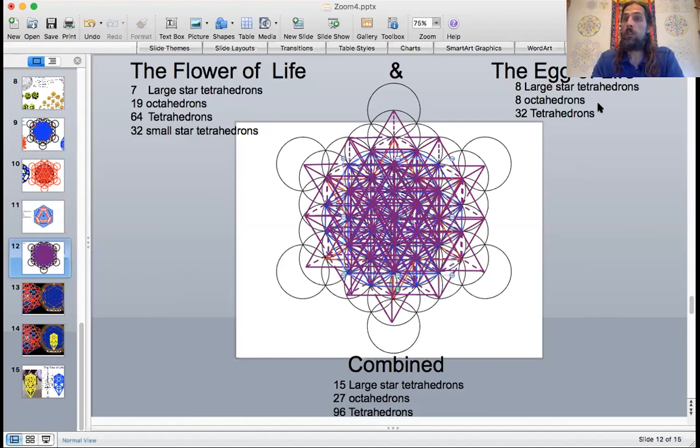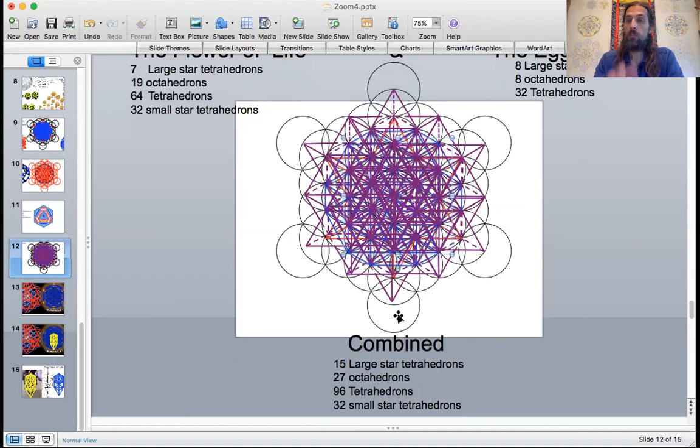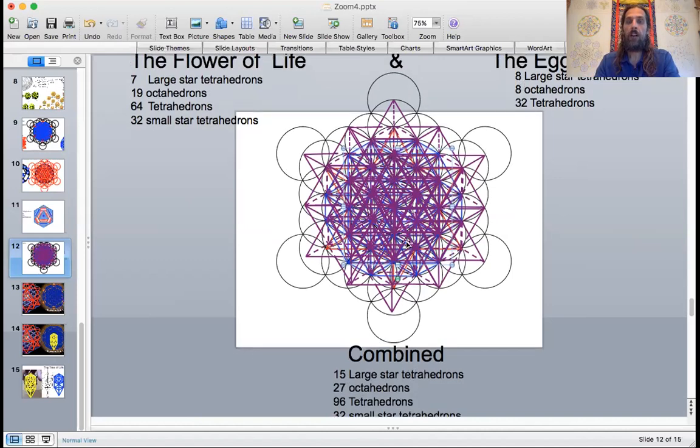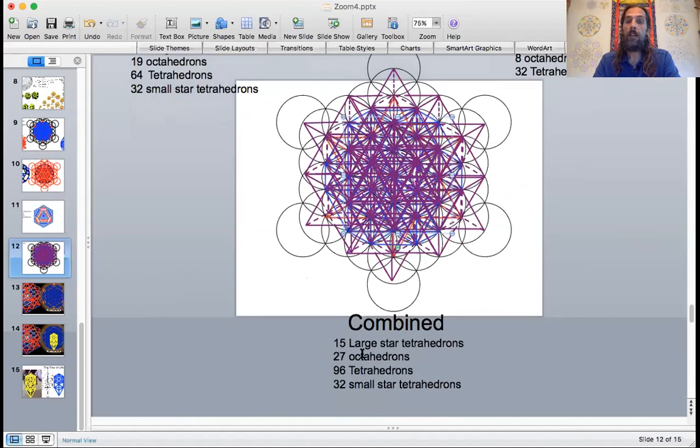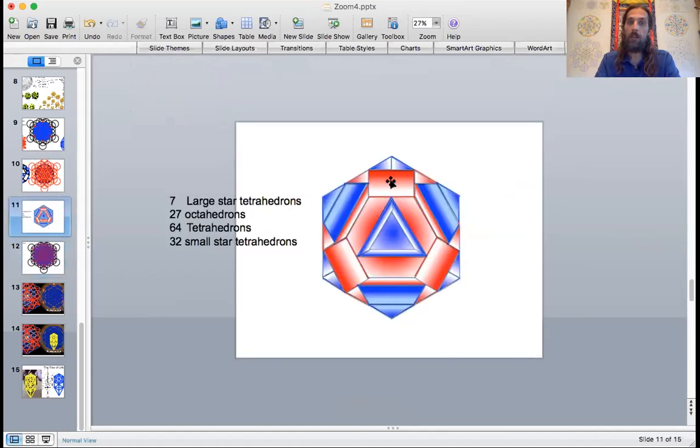So here's the two that we have: flower of life, egg of life patterns. And when we combine those numbers that I've been accumulating, this is now what you have. You've got 15 large star tetrahedrons that have come together. We had 8 now around the outside I did, but there was already 7 in there, 6 and the 1 in the center. And now we have 27 octahedrons built up. I added those octahedrons just in the previous slide on this one. Remember, I created those little caps.